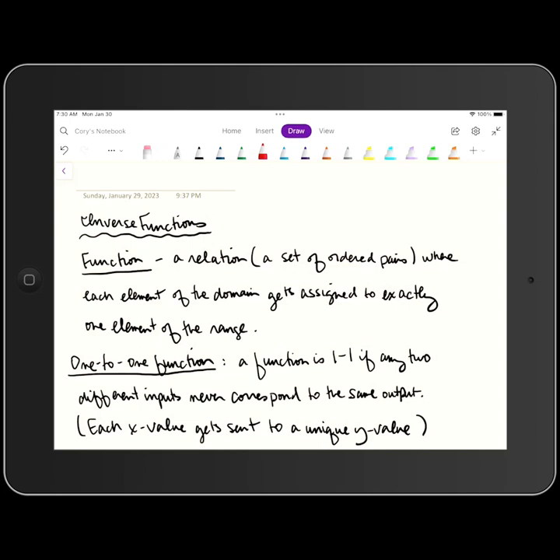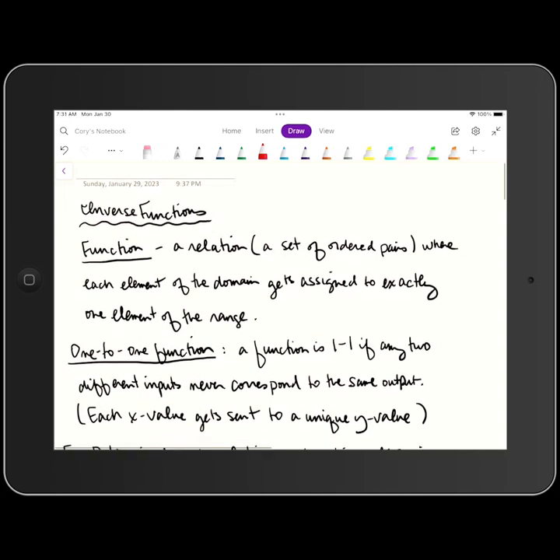Okay, so before we start talking about inverse functions, let's go over what a function is once again. A function is defined as a relation, which is a set of ordered pairs, where each element of the domain gets assigned to exactly one element of the range. Okay, so that's what a function is.